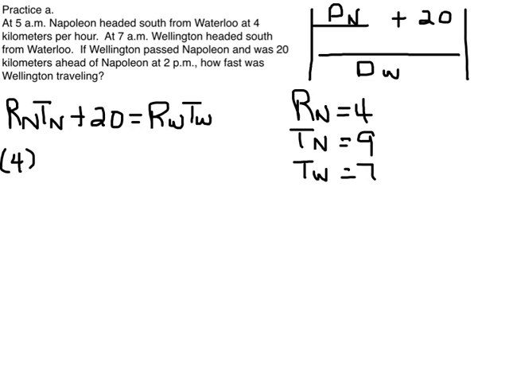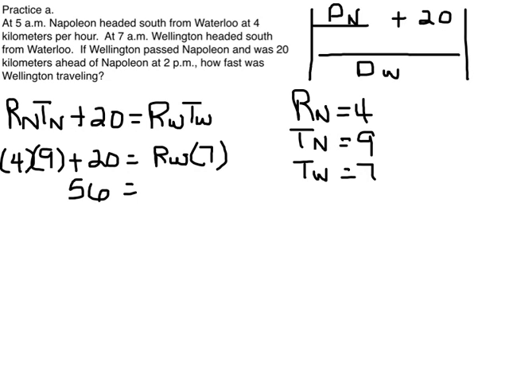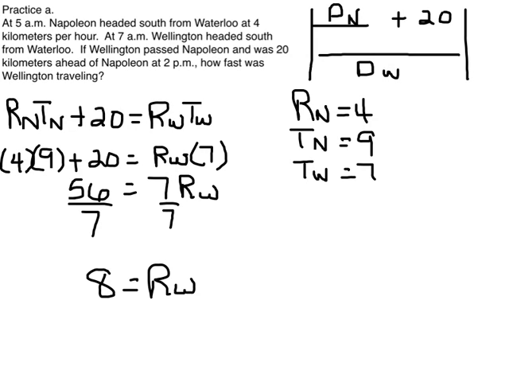Now I'm going to start substituting in. And then I'm going to do the math. 4 times 9 is 36, and 36 plus 20 is 56, equals 7 RW. If I divide both sides by 7, I'm going to see that 8 is Wellington's rate. Okay, let's do the next one.